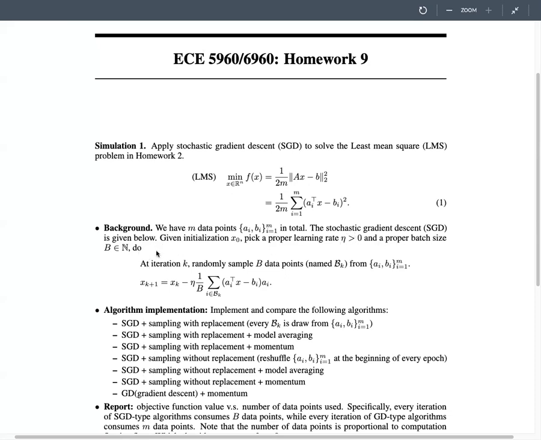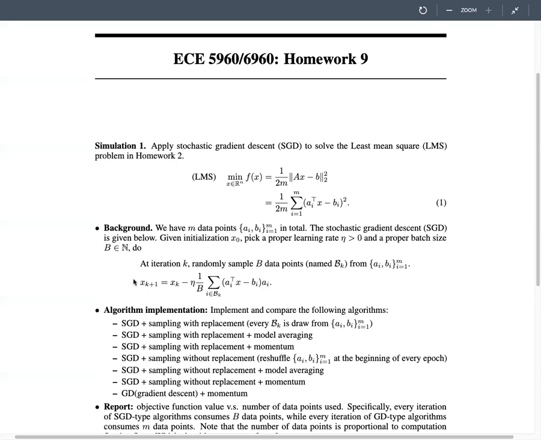So this is how we do the standard SGD. At every iteration k, we first randomly sample b data points from this data. In equation 1, you have m data points, (a_i, b_i), i from 1 to m. So in every iteration k, you first randomly query b data points from this data set. For example, you can query 16 data points. That is capital B equals 16. Let's call this sample data points B_k. This B_k is a collection of data points that you sampled in iteration k.